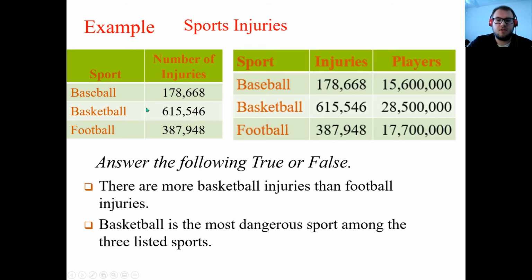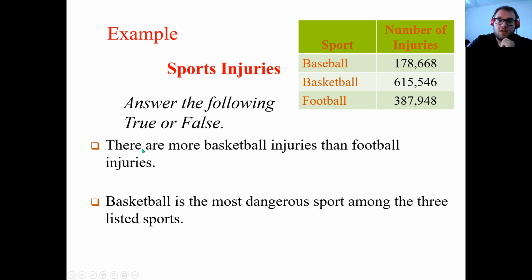So here's an example. We should really only be concerned with this chart to answer these questions, but you'll see this column right here will add some more context. So, there are more basketball injuries than football injuries. Yeah, I would say that's true, because 615,546 is greater than 387,948, so that's true.